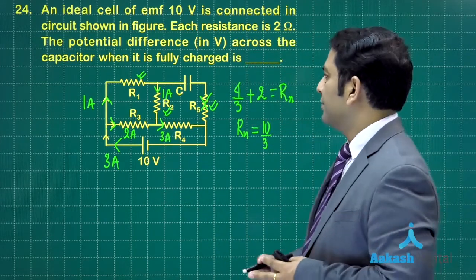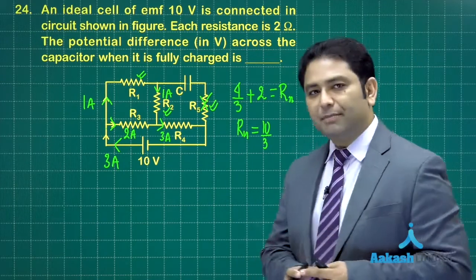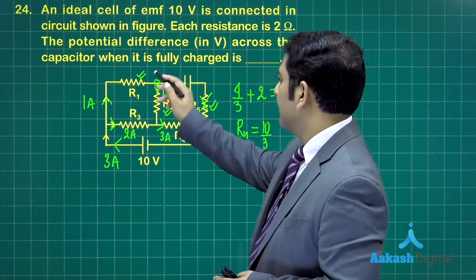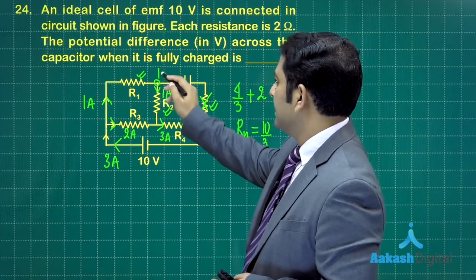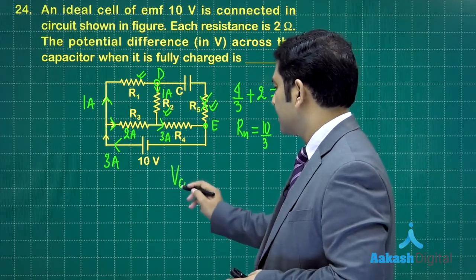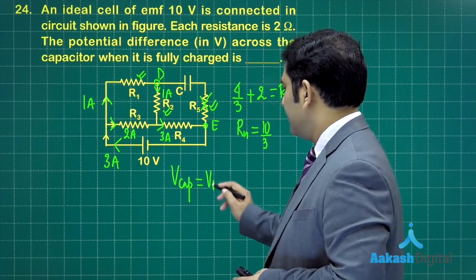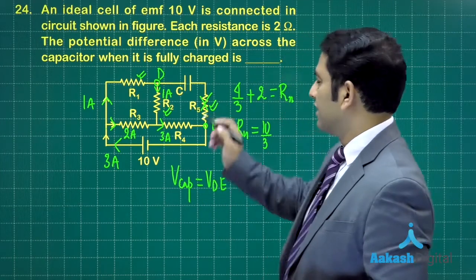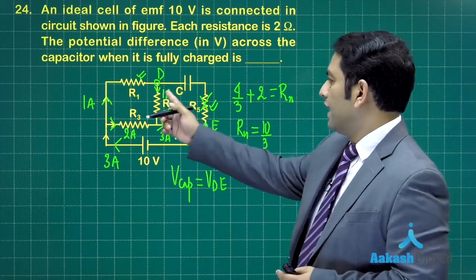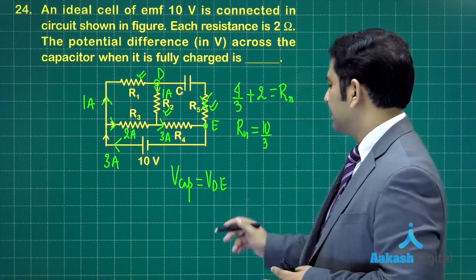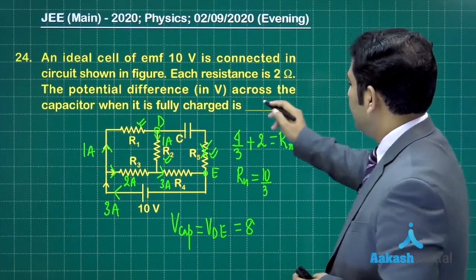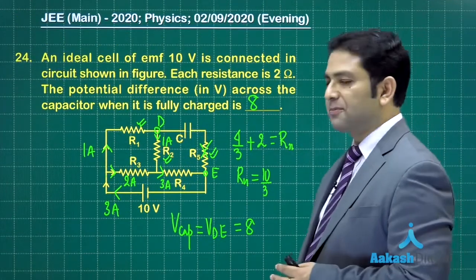Now we need to calculate the potential difference across capacitor C. So if I call this point D and this point E, now I can say the potential difference across the capacitor is VDE as well, since R5 is completely functionless. Let's see how much is the value. 1 into 2, that's 2, plus 6. This value is going to be 8. And 8 will be the correct answer.